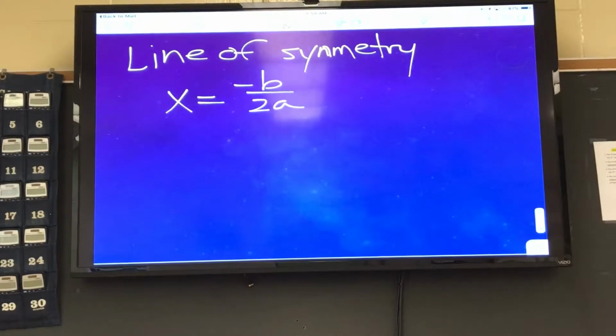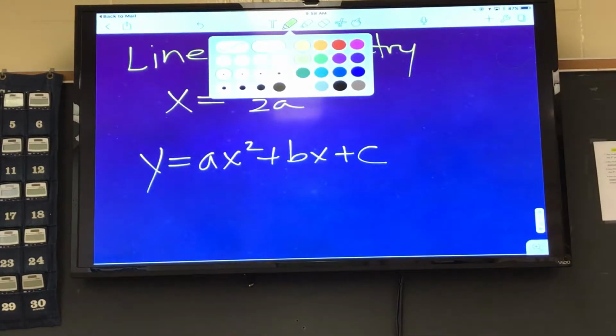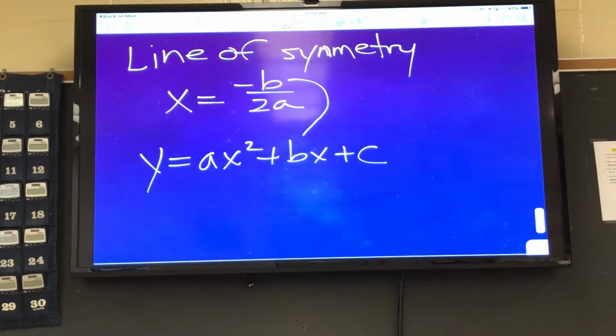Well, let's start with the original equation. Y equals ax squared plus bx plus c. Well, I'm getting the b from here, and I'm getting the a from here. So to find the line of symmetry, the c value doesn't do anything for us. It doesn't matter what the c value is. Alrighty?